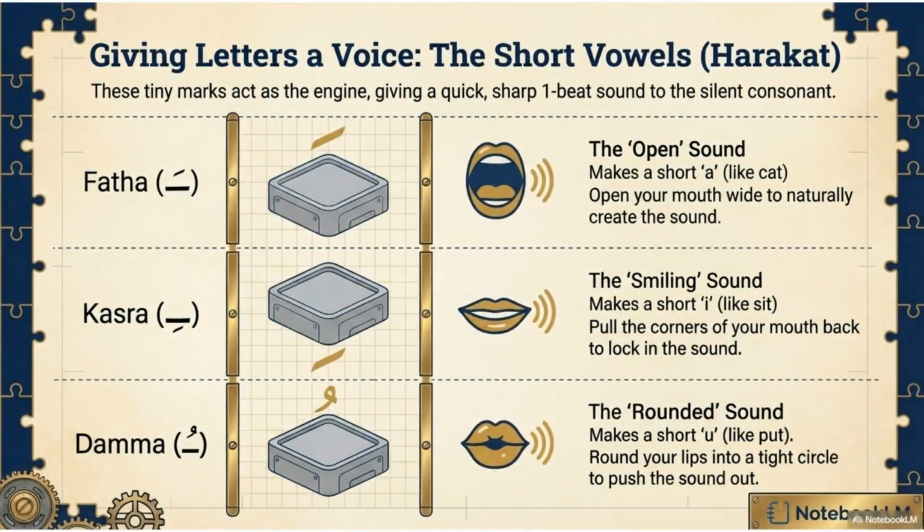Short vowels, or harakat, give a voice to silent consonants. Fatha is the open short A sound, like the A in the word father. The word Fatha is pronounced with 2 very distinct syllables, fat and ha.